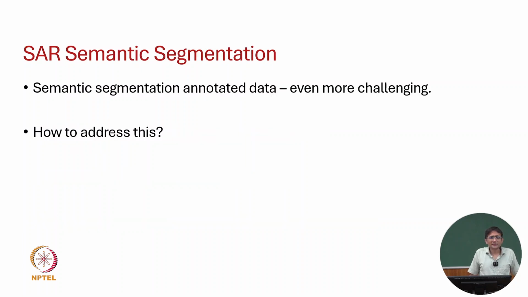So, SAR semantic segmentation, right? In this case, getting annotated data is even more challenging. In comparison to classification, you can still get, let's say, given chips of 64x64 or 224x224, whichever it is, just one label per image. That's not that challenging. But semantic segmentation labeling, as we have discussed before, is much more challenging, and in the case of SAR images it's even more so. And how to address this?